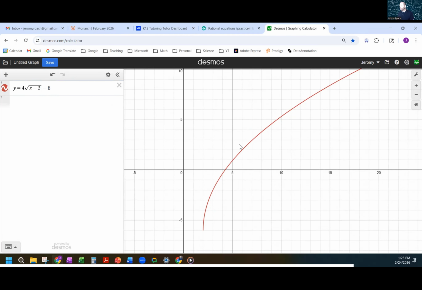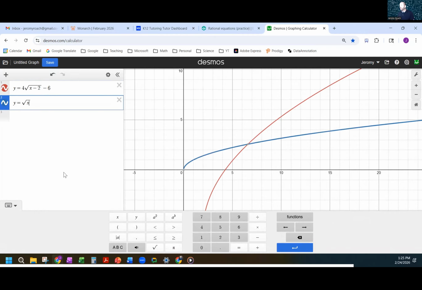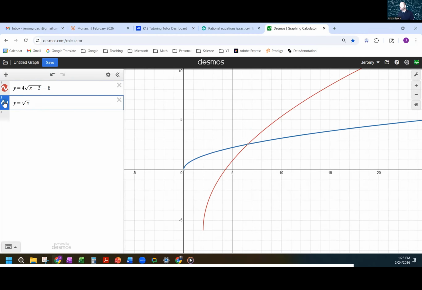So it's stretched vertically more so than the original. In fact, let me graph the original parent function. So here's the original parent function, y equals the square root of x, in blue. And that's our transformation. That's what's happened. So it's gotten shifted down 6 and then stretched vertically so it looks taller. That's our new red graph there. Okay. All right, let's go to the next example.